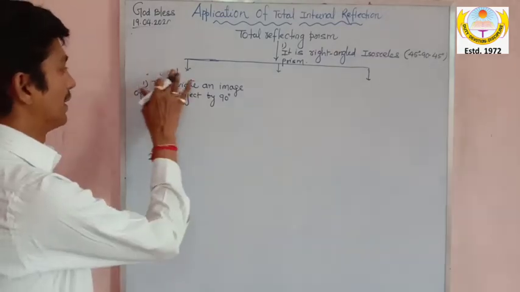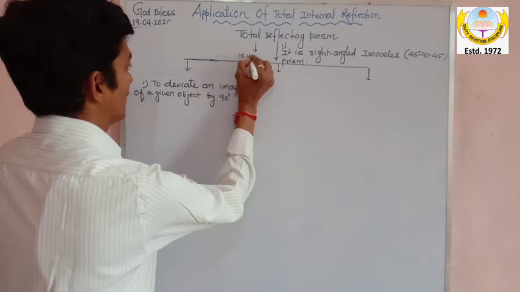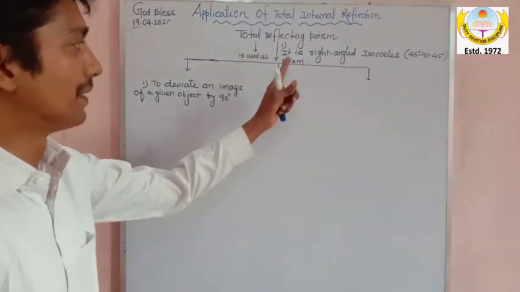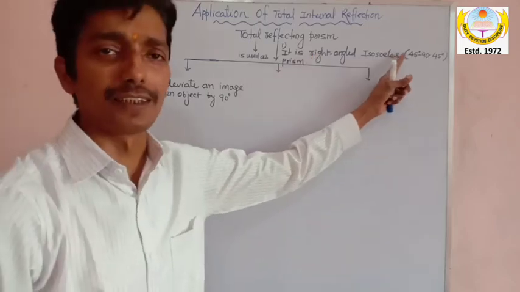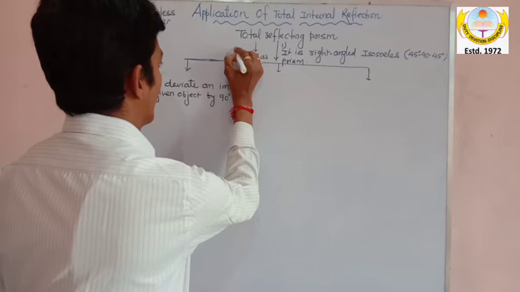So here I am writing that this is used as. First thing I have written, it is a right angle isosceles prism, and then in the second I am writing it is used as.